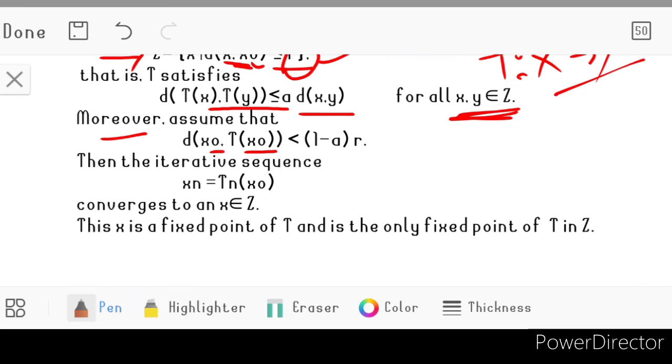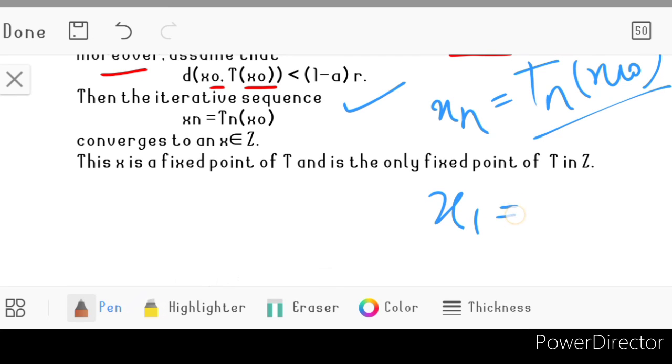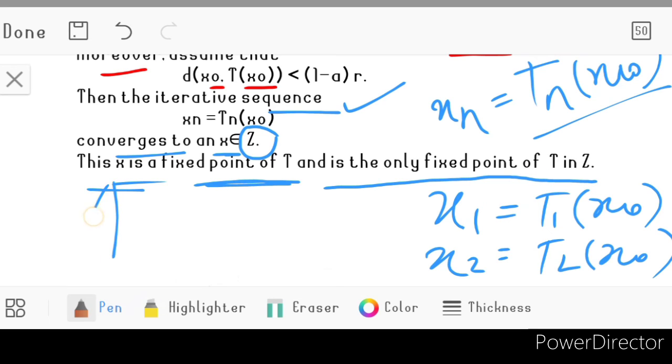Then the iterative sequence x_n is like this: x1 is equal to T x naught, x2 is equal to T squared x naught, and so on. This is the iterative sequence, and it converges to an element x that belongs to Z, that closed ball. This x is a fixed point of the contraction T and is the only fixed point of T in Z. This x will be the only fixed point in that closed ball.